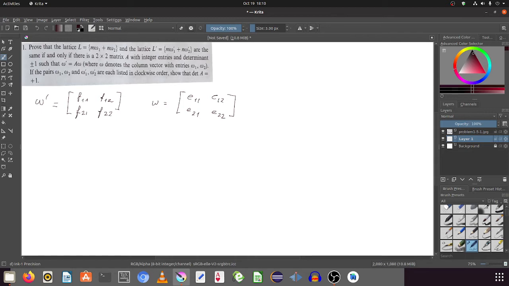All right, now the lattices are the same, which means that this vector lies in this lattice, so that omega 1 equals alpha, beta are integers, and this means that omega 1, that was F11, F12, but we just write it like this, like the vector it is.